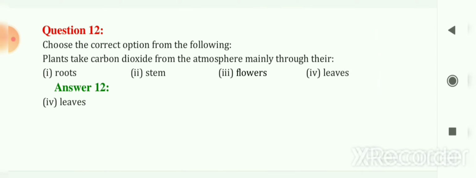The next again choose the correct option from the following. So plants take carbon dioxide from the atmosphere mainly through their option A roots, B stem, C flowers or D leaves. So answer will be leaves.